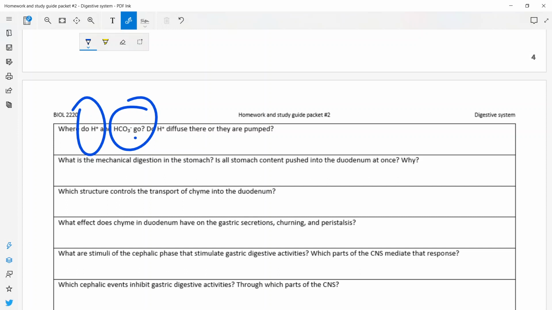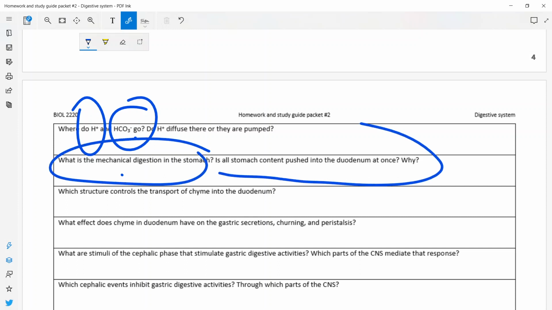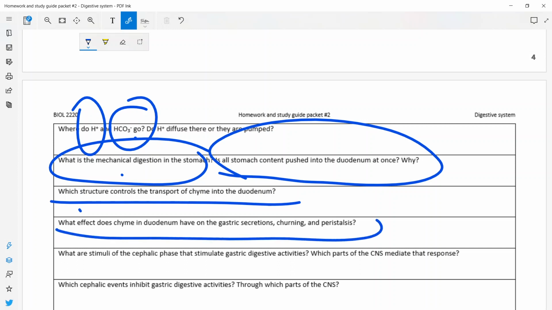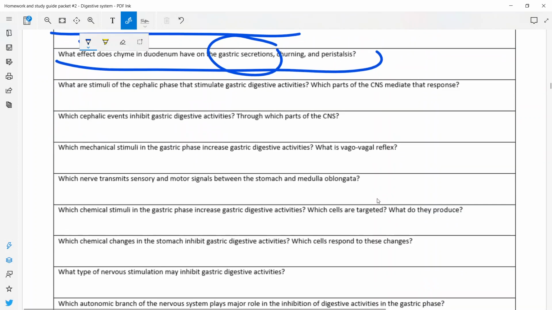Mechanical digestion, churning. Not all stomach content is pushed into the duodenum at once, just small portions, so the duodenum can properly digest those small portions. Transport of chyme into the duodenum is controlled by the pyloric sphincter, which is located at the junction between the stomach and small intestine. Chyme in the duodenum, in the short term, stimulates gastric secretions, churning and peristalsis. In the long term, it inhibits. So this is about the regulation of digestive activities.